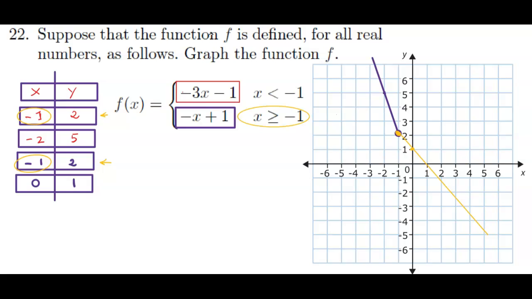You're done just by plugging numbers and figuring out the corresponding numbers. Make sure of the number you select for each one. For example, I couldn't choose 0 for this function, -3x minus 1. Why? Because 0 less than -1 would be false, so I cannot plug it here. I have to plug it in here.